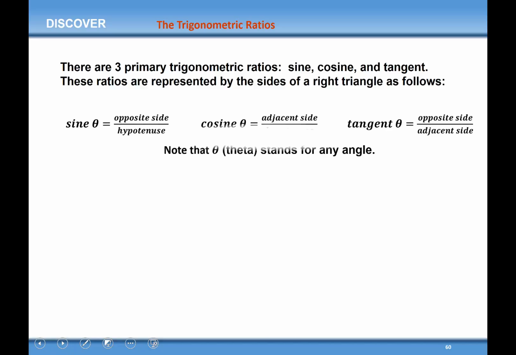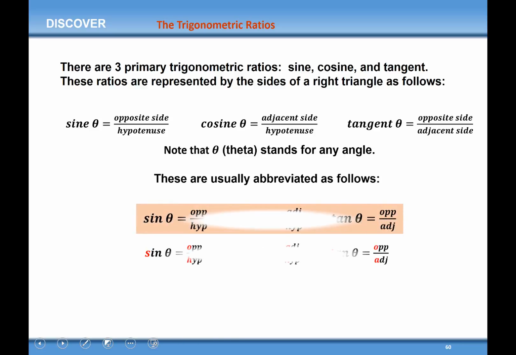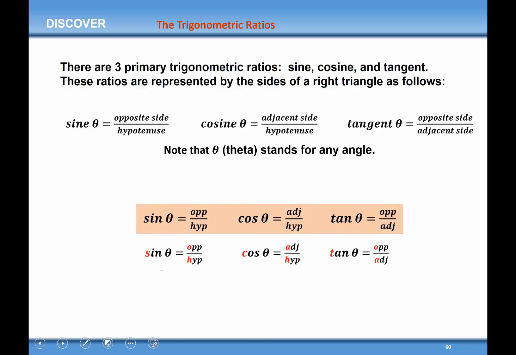So again, here is just a summary of what we talked about in yesterday's video, that we have the abbreviation for sine, cosine, and tangent is SIN, COS, and TAN. And then the theta stands for any angle. It's just like a variable x.